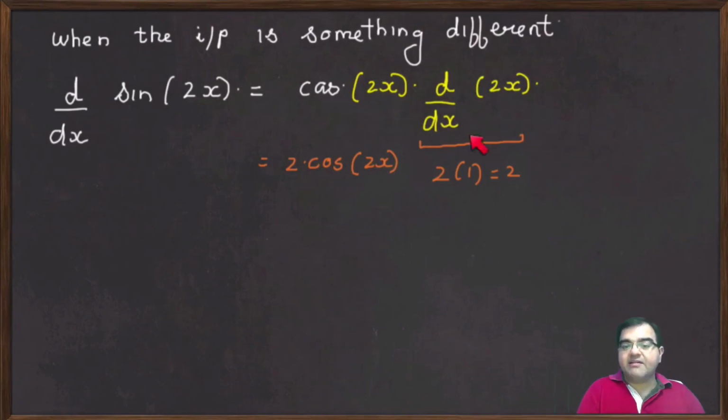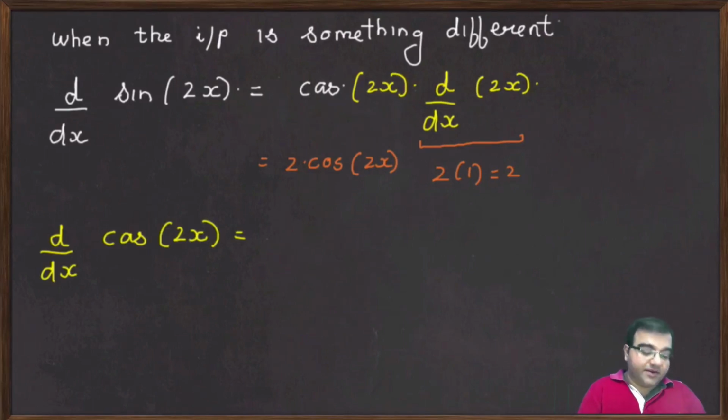This entire derivative was 2. Why? Because this 2 is a number or a coefficient which we are not supposed to consider in derivatives. So we know derivative of input or derivative of x is 1. So I get 2 cos of 2x because 2 into 1 is 2 and this 2 is going to be multiplied to this cos of 2x.